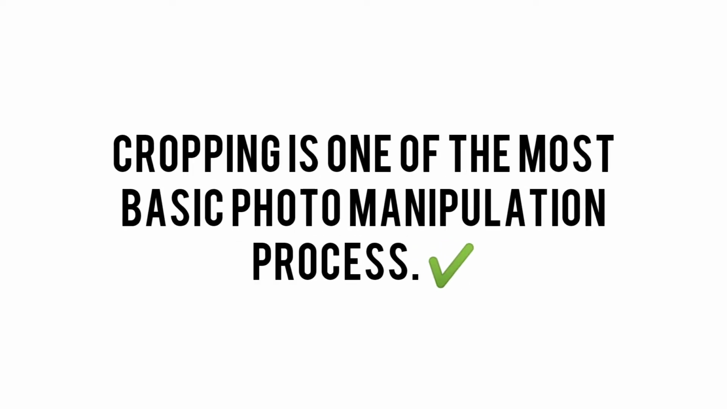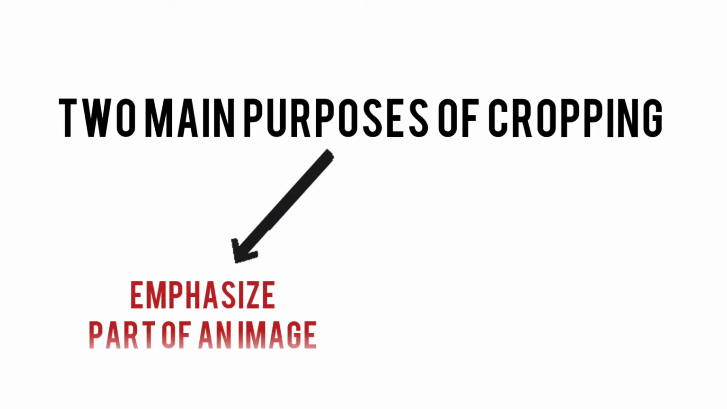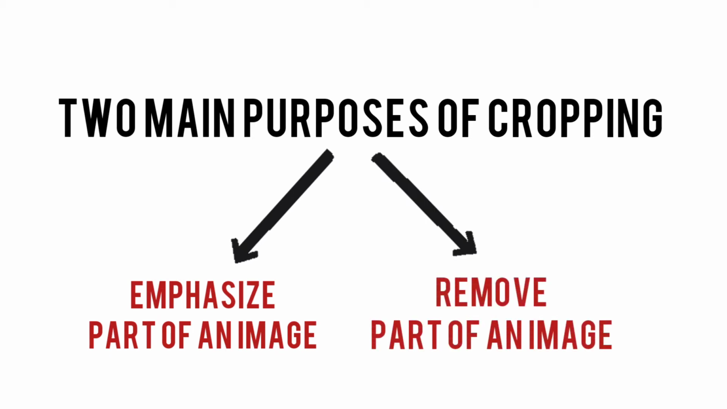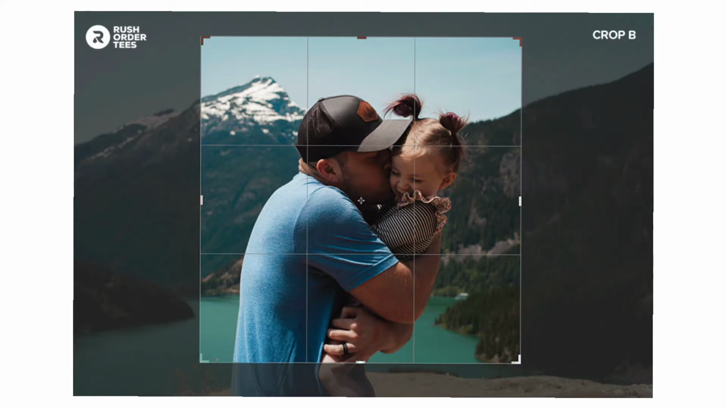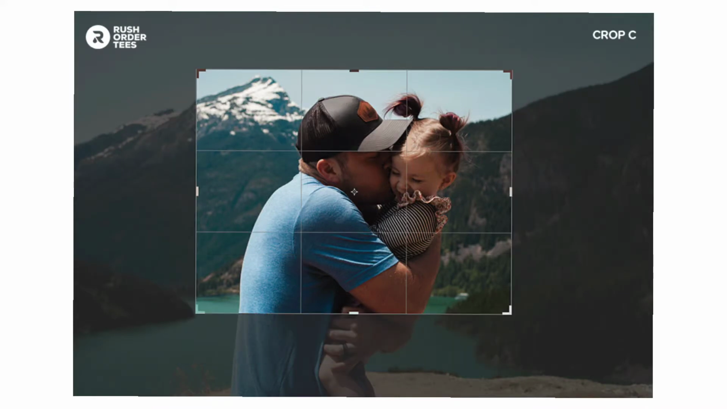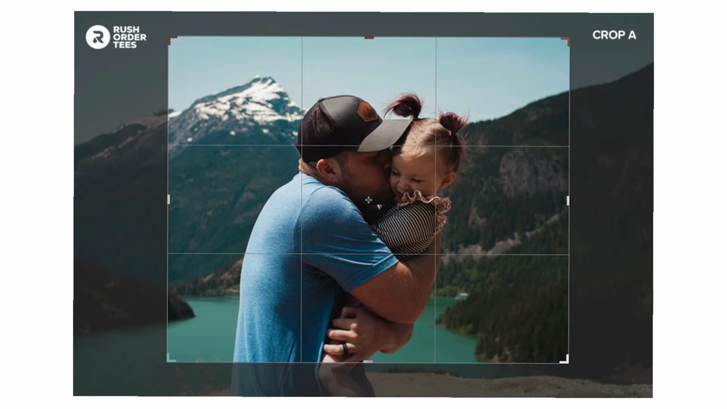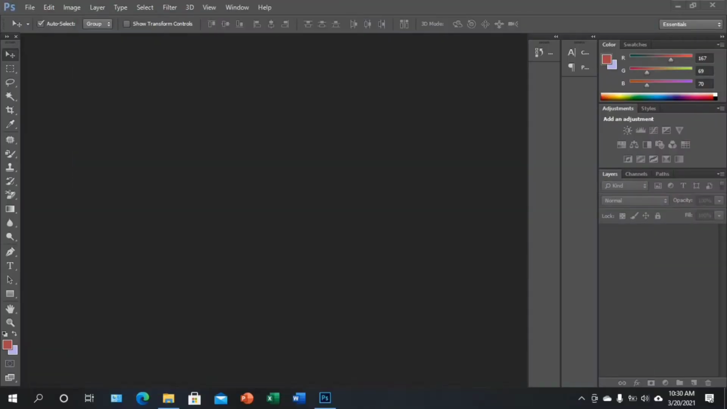Cropping is probably the most basic photo manipulation process. It has two main purposes. One is to emphasize a part of an image. The other one is to remove unwanted parts of an image. Cropping in Adobe Photoshop, like in any other photo editing application, is an easy process. So here is the process of cropping in Adobe Photoshop.